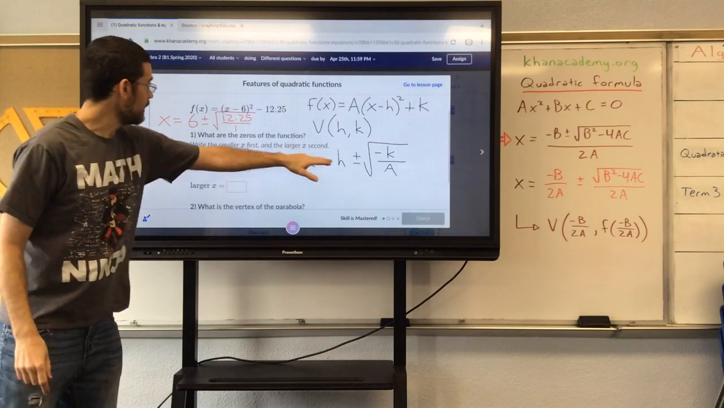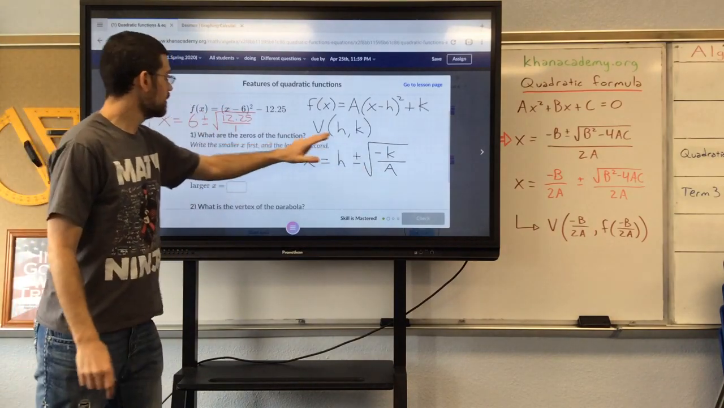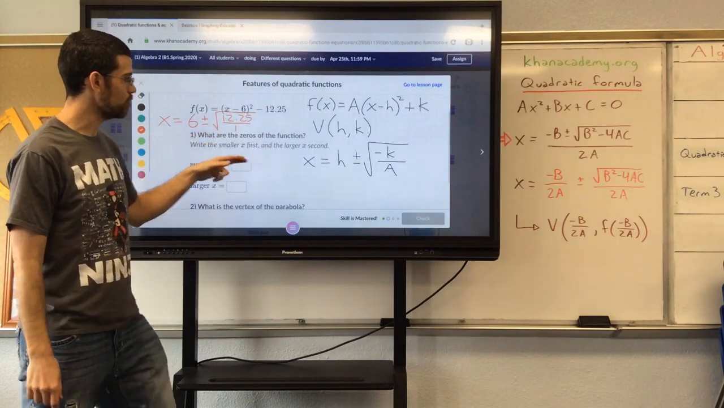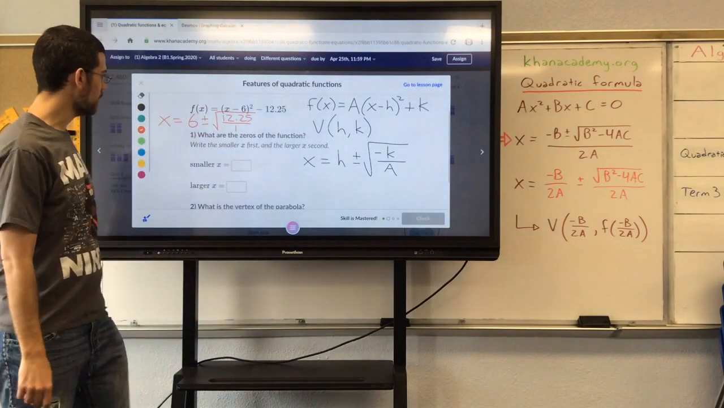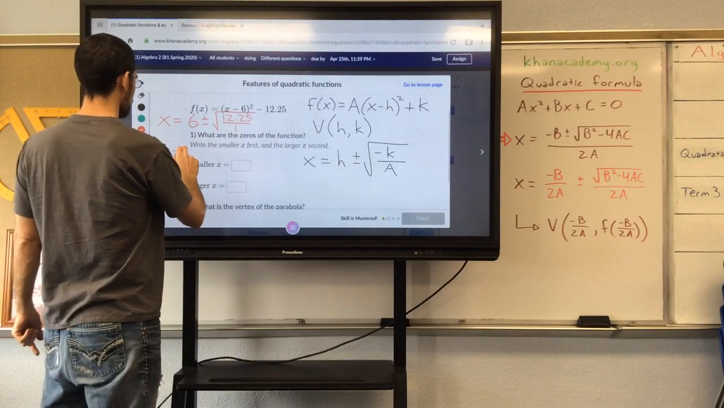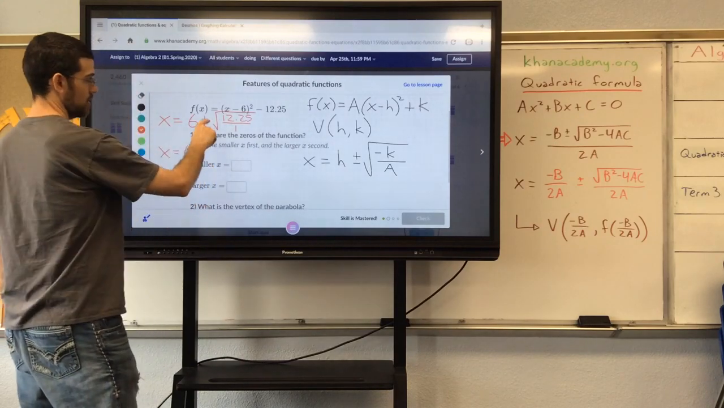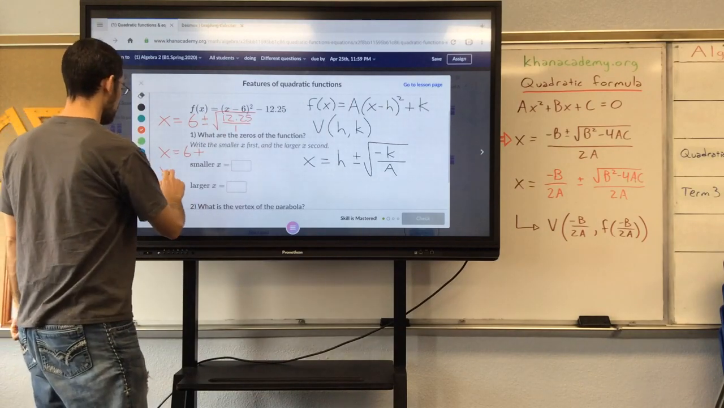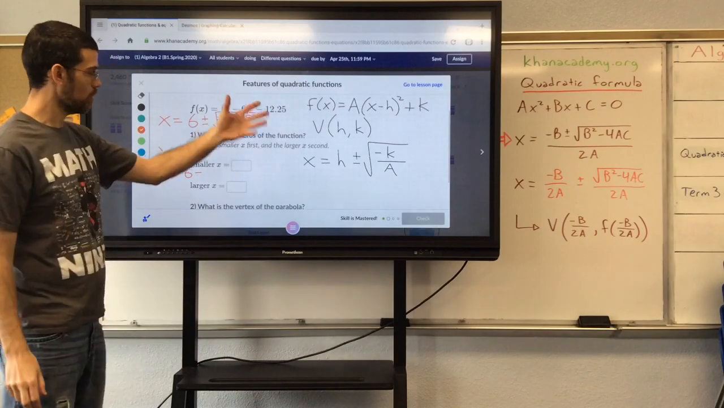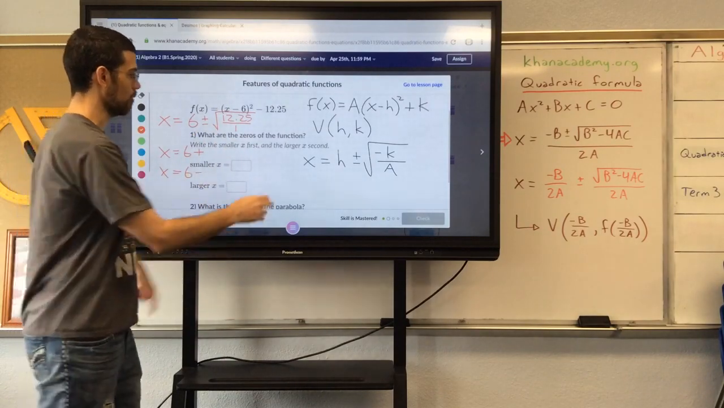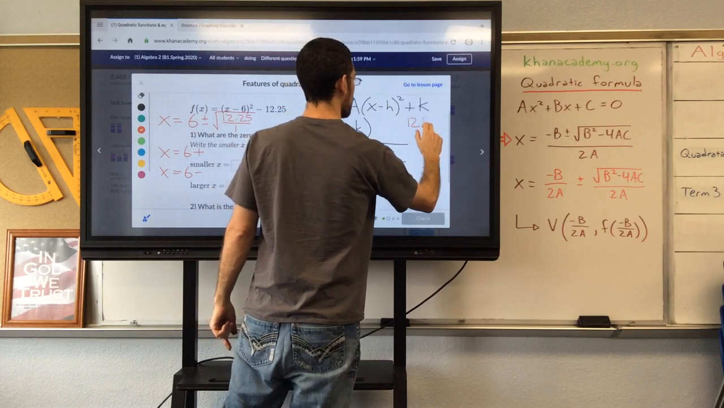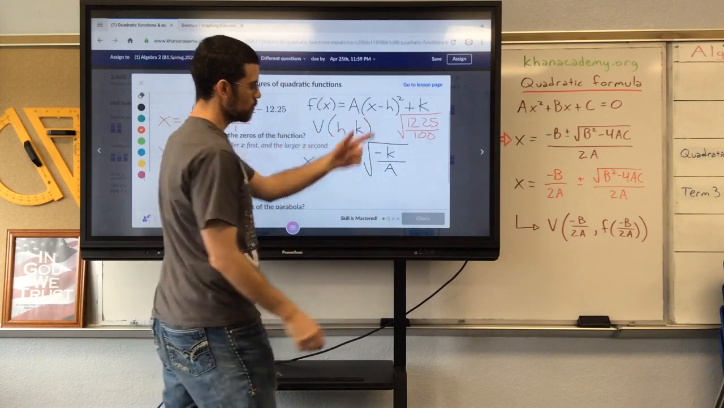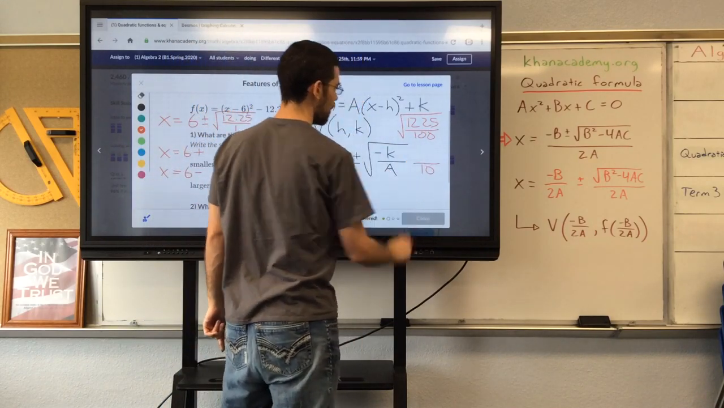Now, we've got h is 6. We've got negative k is the opposite of negative 12.25. That's here. Positive 12.25. A was 1, so I put that there. So, x equals 6 plus the square root of 12.25. We need to figure out what that is. Or x equals 6 minus whatever the square root of 12.25 is. Okay, so 12.25 can be written as a fraction. We'll do some side work over here. The square root of the denominator is 10.